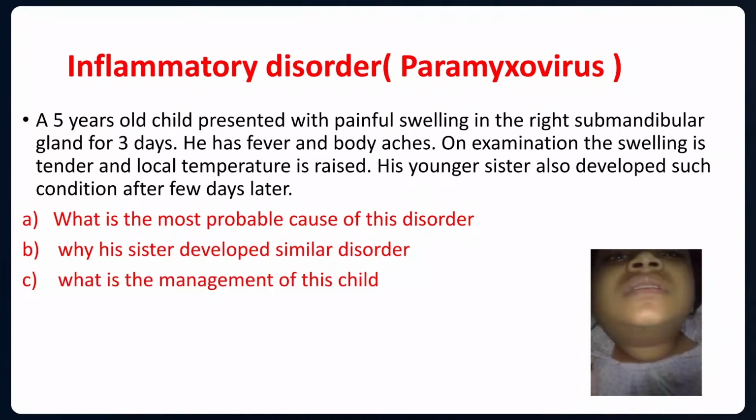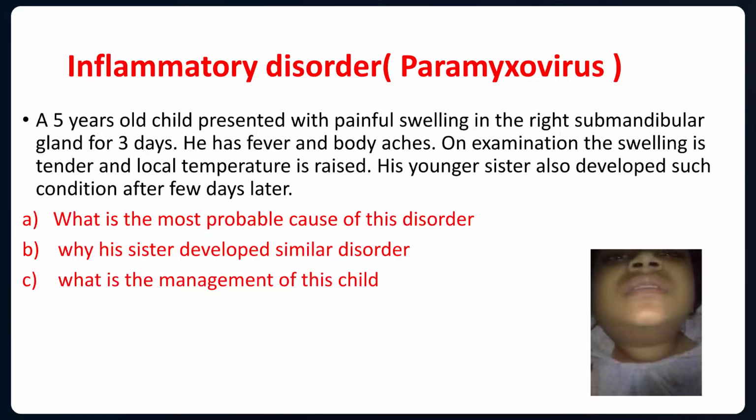Now comes a very important disease, an inflammatory disorder, and this is due to the paramyxovirus. So we take an example scenario of a 5 years old child presented with a painful swelling in the right submandibular gland for the last 3 days. He has fever and body aches. On examination, the swelling is tender and local temperature is raised. His younger sister also develops such a condition a few days later. So this is very important.